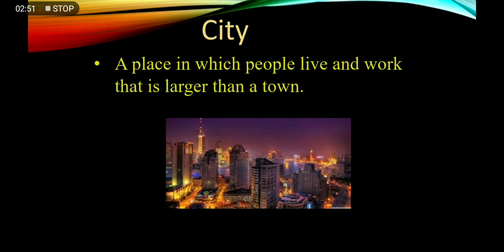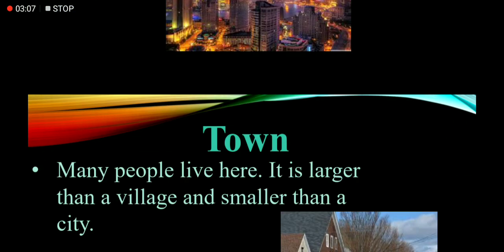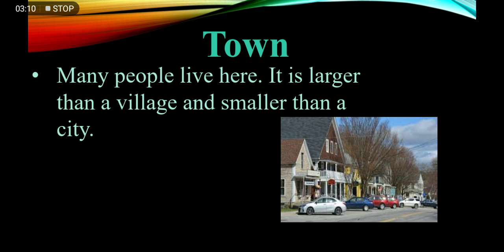City, a place in which people live and work that is larger than a town. That is called a city. It is smaller than a province. Now different provinces have different cities in them. Then comes the town. Many people live here. It is larger than a village and smaller than a city. There is a province, then there is a city in the province, and in a city there is a town. So are you following me?